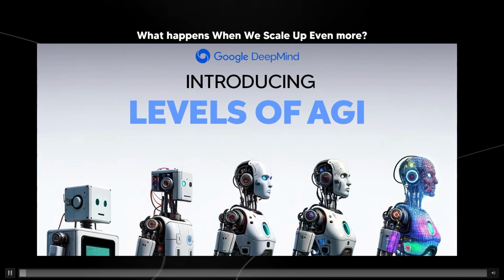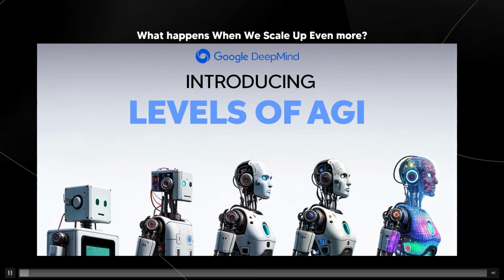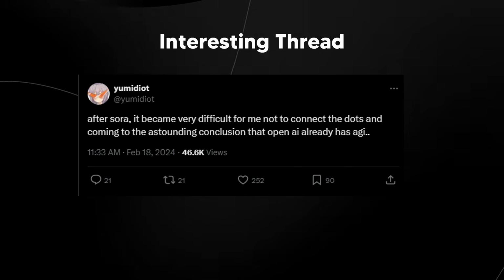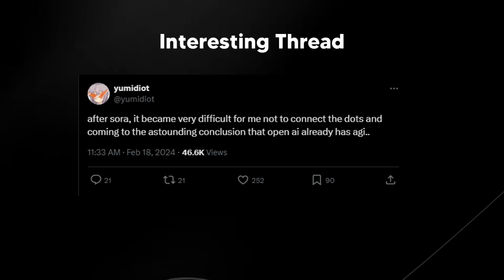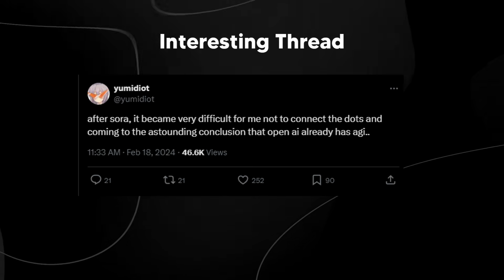Now, there was another tweet that I did see that was absolutely crazy, okay? And this is an interesting thread that shows us that AGI is just on the horizon. So this Twitter thread essentially states that after Sora, it became very difficult for me not to connect the dots and come to the astounding conclusion: OpenAI already has AGI.